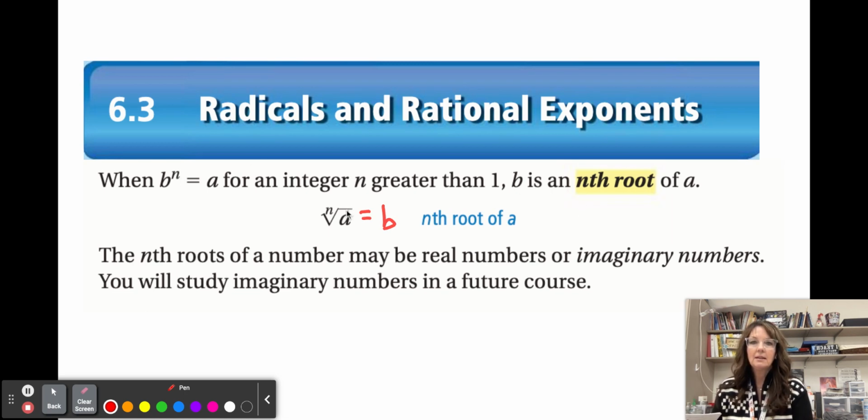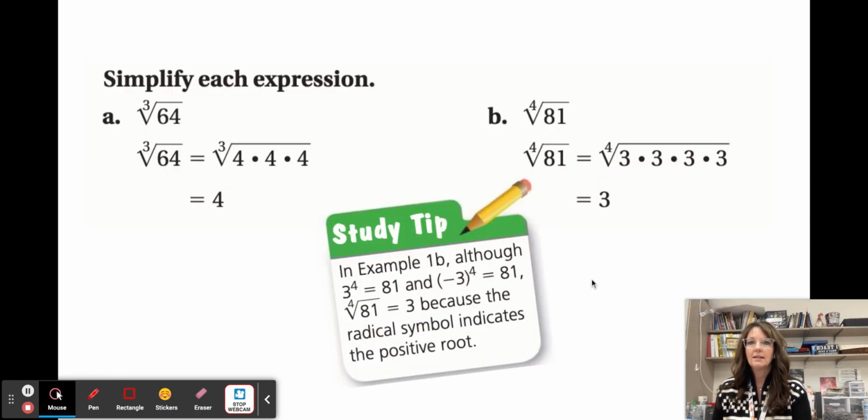but that n, now we're going to be working with things greater than a square root: cube root, fourth root, fifth root, and so forth. When we're talking about nth roots of a number, they may be real or imaginary, and we're going to study the imaginary numbers in a future course, so we don't have to worry about those today. All right, so this is the example from the textbook.